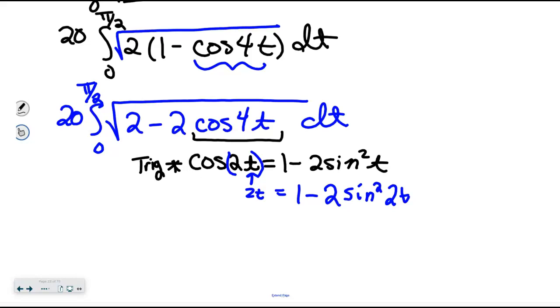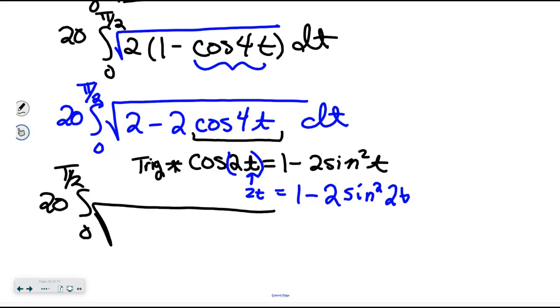All right, so I'm going to go back up here. One more rewrite. All right, here we go. It is the square root of, and then it's a 2, and then it's minus a 2, and then I just replace that with 1 minus 2 sine squared 2t.